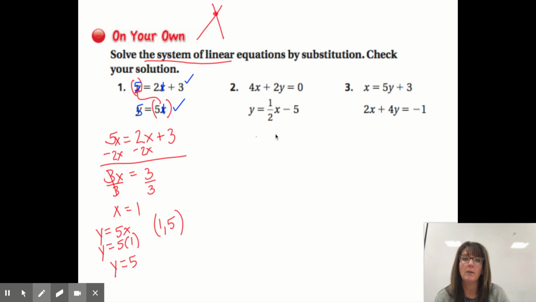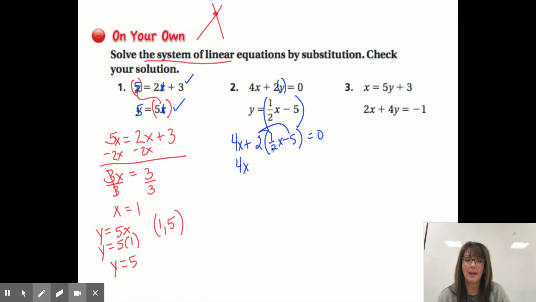All right, moving on to number 2. y is equal to 1/2 x minus 5. So even though we dislike fractions, this is the isolated variable. It's already solved for y. So we want to go in and substitute that in there. So we have 4 times x plus 2 times y, and we're going to make it 2 times 1/2 x minus 5. So 4x plus 2 times (1/2 x minus 5) is equal to 0, and we'll distribute.